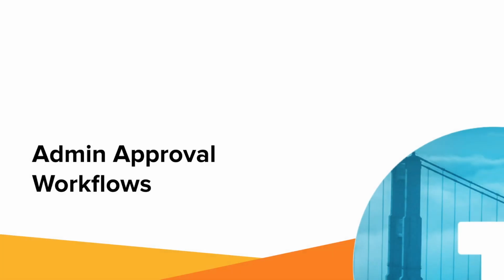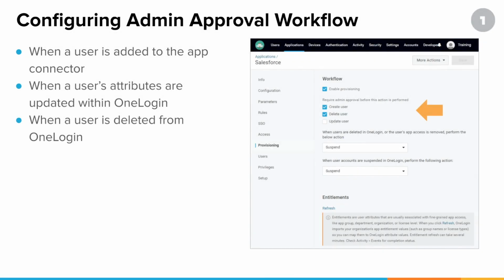You can have the provisioning and deprovisioning process happen automatically, or you can require that a create, update, or delete command needs admin approval before it is sent to the application. This is the admin approval workflow we mentioned earlier. The admin approval workflow is enabled on a per app connector basis. You can require approval whenever, again, a user is created, updated, or deleted. All three options are actually enabled by default. This means that all provisioning and deprovisioning events will require admin approval by default.